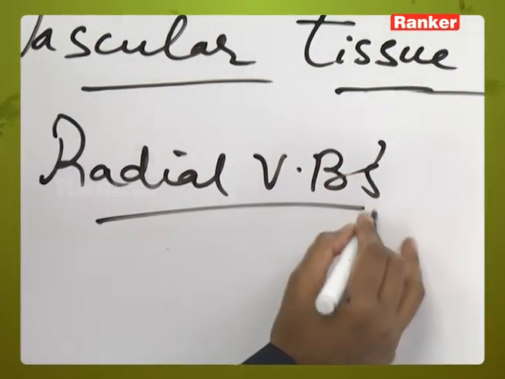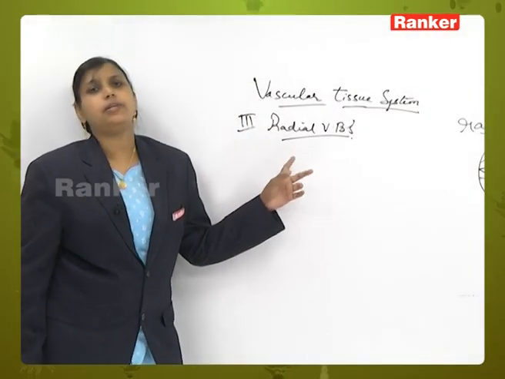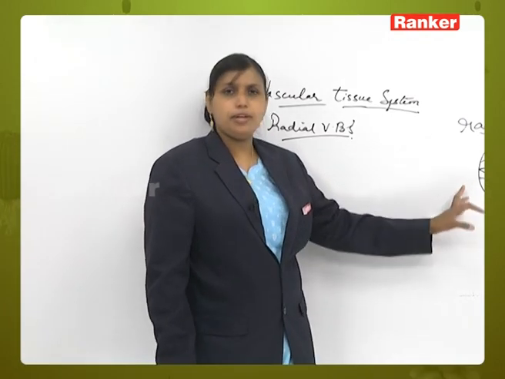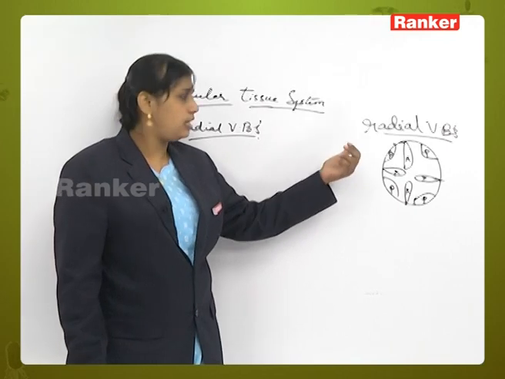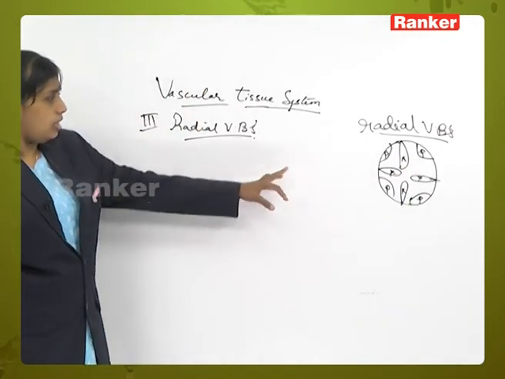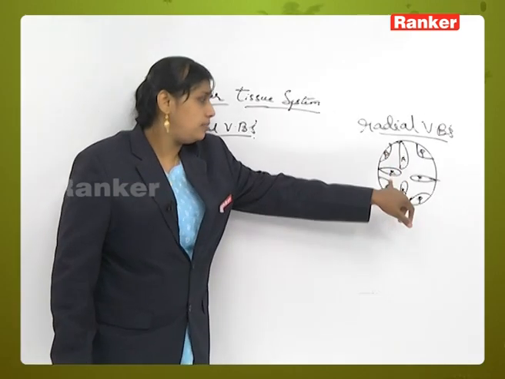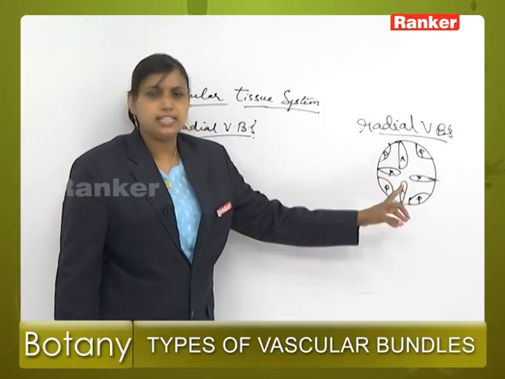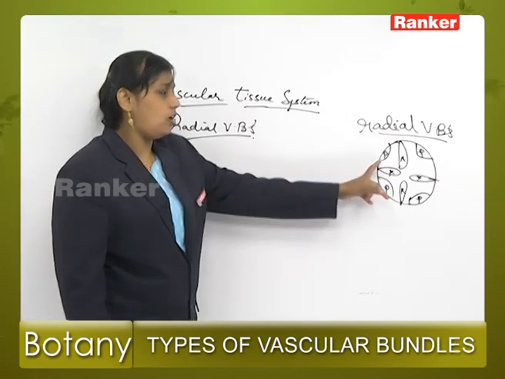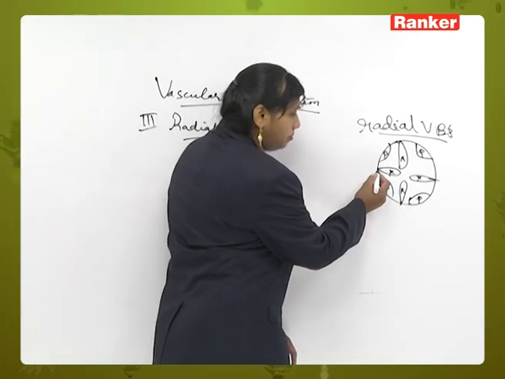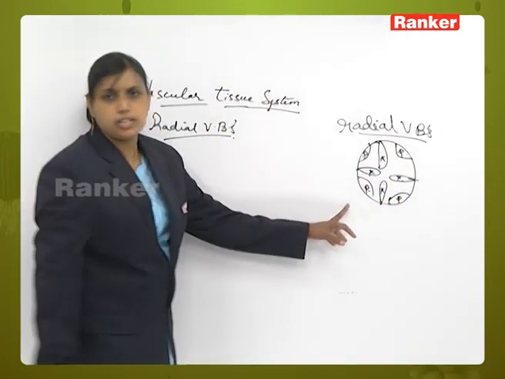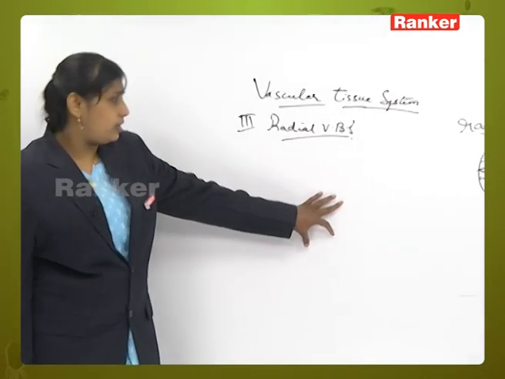Next, another type of vascular bundle, the third one, is radial vascular bundles. Radial vascular bundles are those bundles in which the arrangement of xylem and phloem occurs in a radial form or in different radii. Here, for example, you will see the arrangement of xylem and phloem alternating with each other. Here there are xylem, phloem, xylem, phloem, xylem, phloem. So this type of vascular bundle is called a radial vascular bundle.